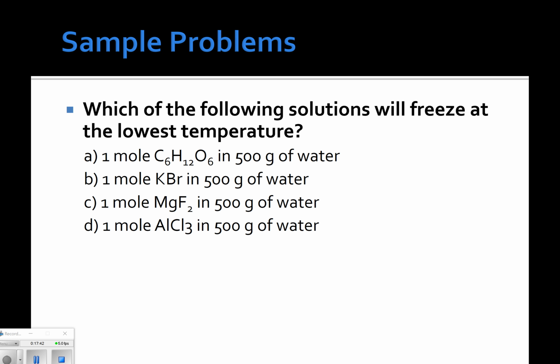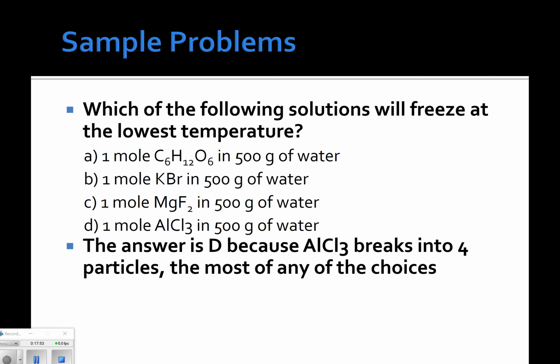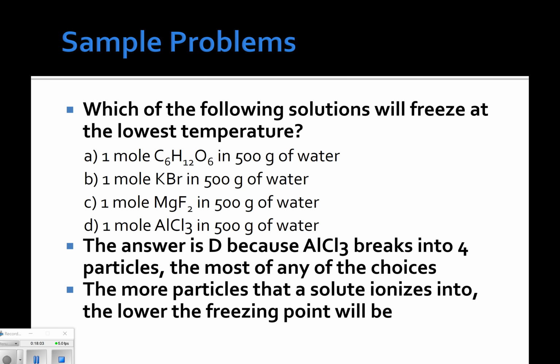Which of these solutions will freeze at the lowest temperature? So we're going to want the most concentrated, the one with the most ions, which in this case would be D, because we're breaking up into 4 particles. So the more concentrated, the one with more ions, will lower our freezing point more and also raise our boiling point more. So the more particles that a solute ionizes or dissociates into, the lower the freezing point will be.